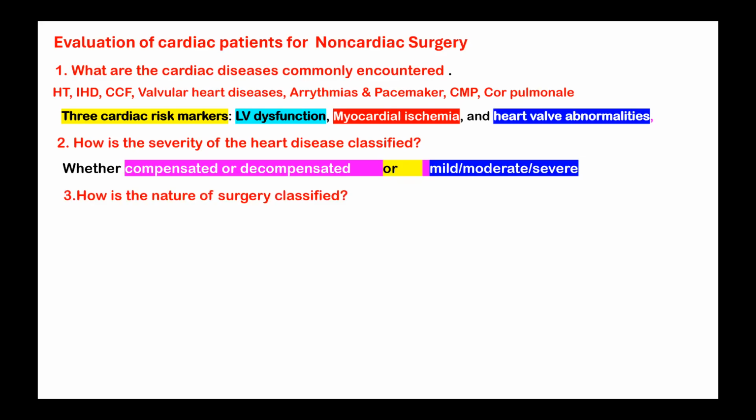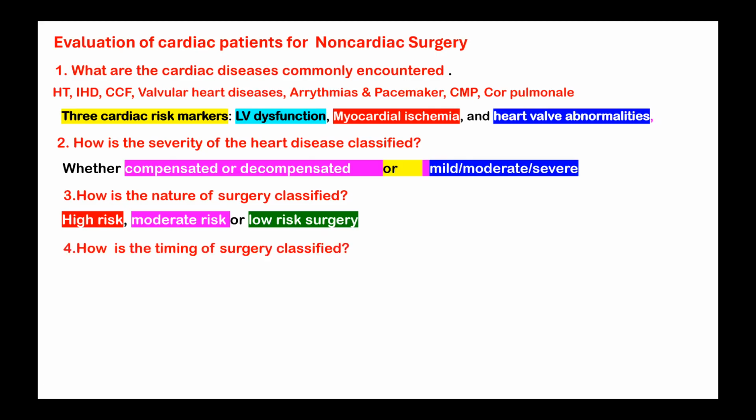Then the third important question you should ask during evaluation of any cardiac patient is the nature of surgery, whether it is a high risk surgery, moderate risk surgery or low risk surgery. For low risk surgery, as you explained, superficial procedures or cataract surgeries or cystoscopy, all these are considered low risk procedures, and they can be done even if the patient has very decompensated or very severe cardiac disease, without further evaluation or testing.